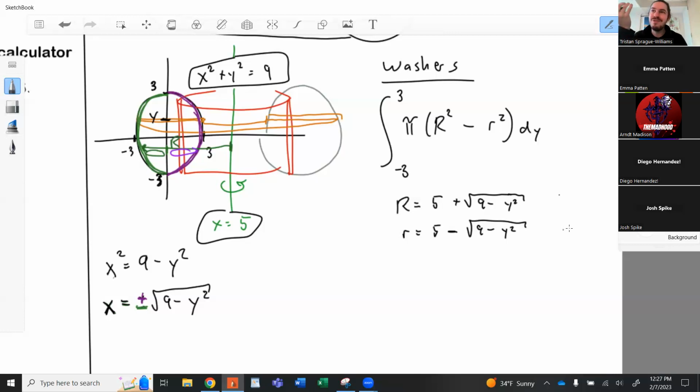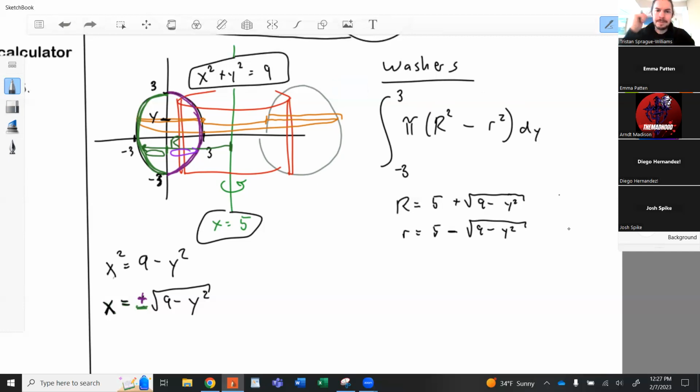And if you get it wrong, it's not going to be a big deal, because the subtraction will just be in the wrong order, and then it'll be negative instead of positive, but that's an easy fix. Okay.